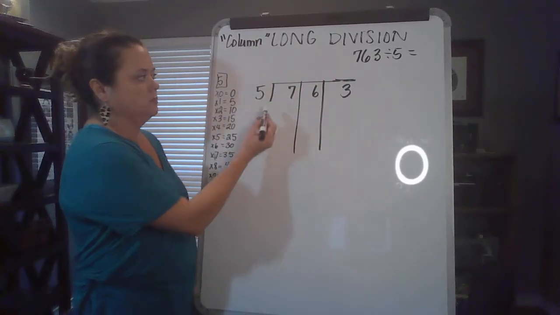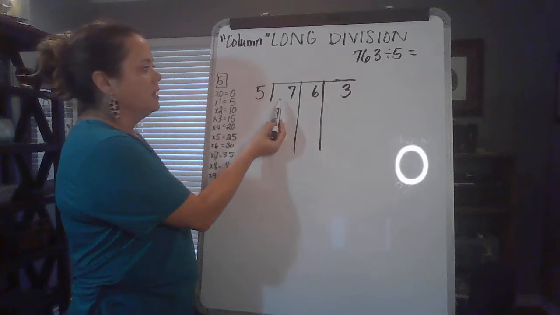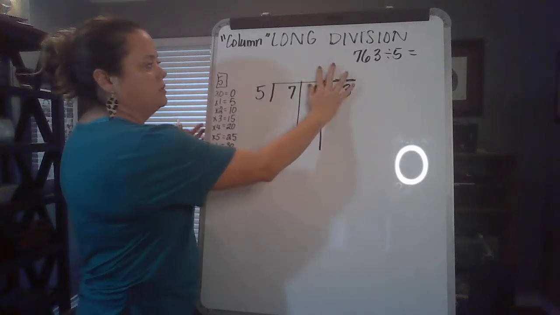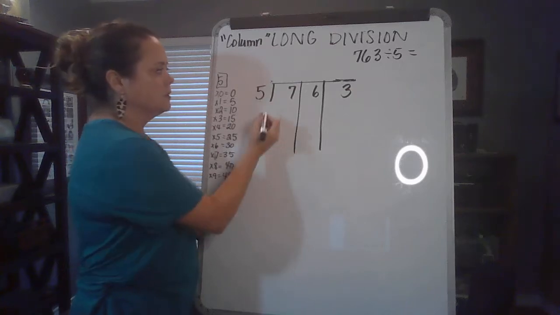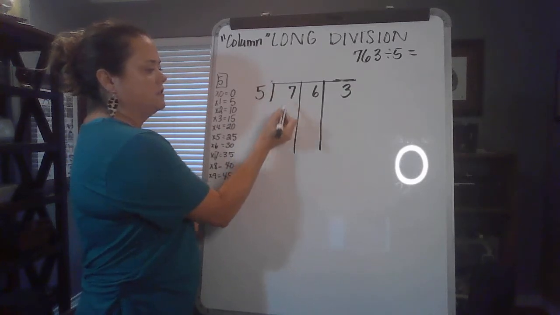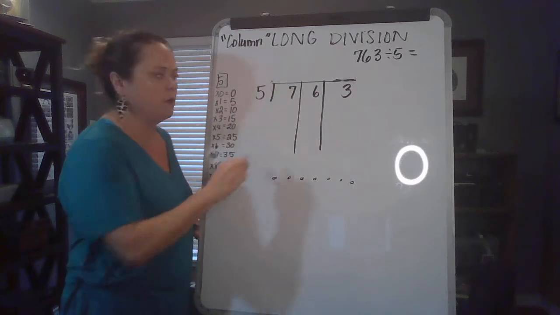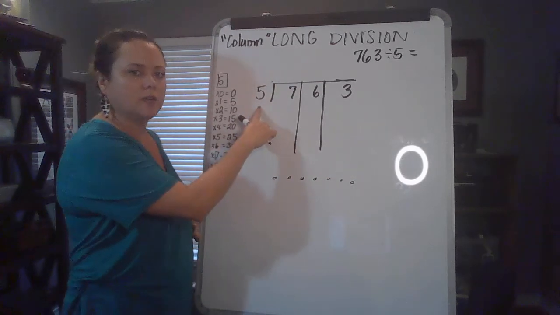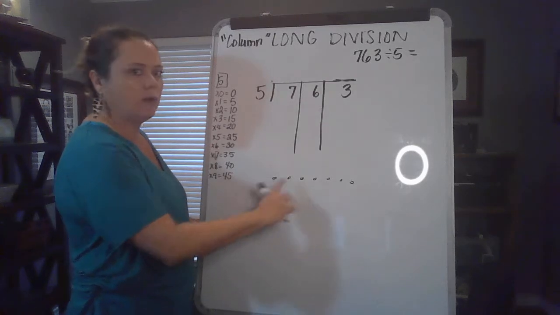All right. So I have 5. I want to see how many groups of 5 I can make with 7. Right now we're ignoring these two numbers. I tell my kids, put a little multiplication sign right there. So I have 7 things: 1, 2, 3, 4, 5, 6, 7. Now I want to know how many groups of 5 can I make with 7 things.